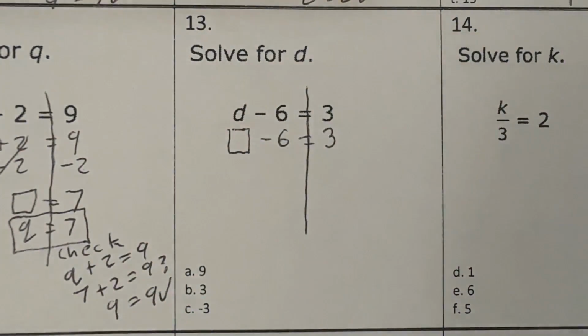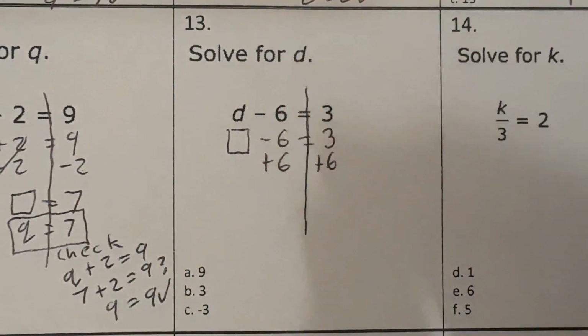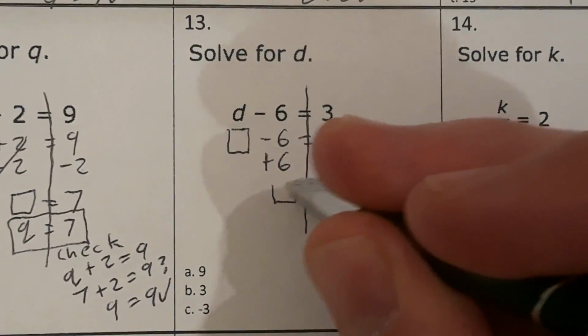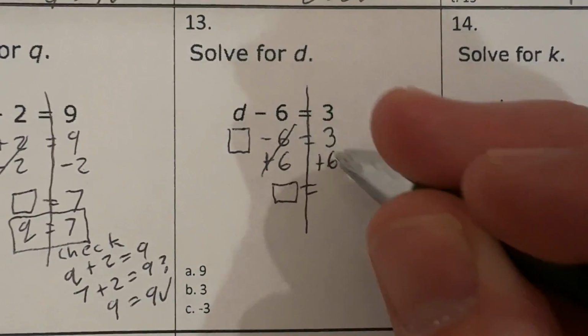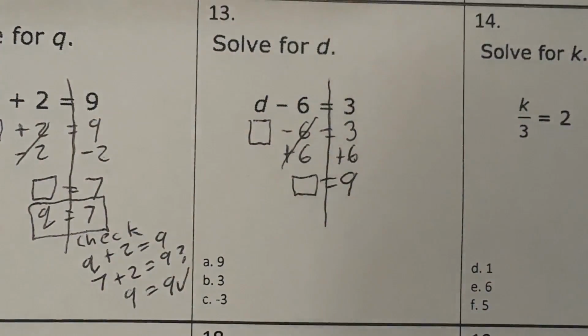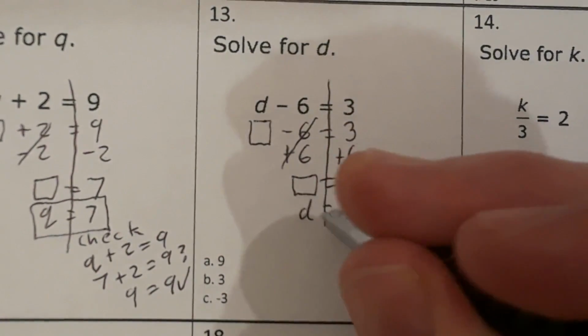Now think about the next step. What is the next step in this problem here? And remember, the goal is to get the box by itself. All right, if you said the next step is to add 6 on both sides, you are absolutely correct. So box comes down, losing $6 and getting $6 back cancels out, and 3 plus 6 is 9. Now remember, what does that box represent? If the box represents the variable of d, that's correct. So d equals 9.